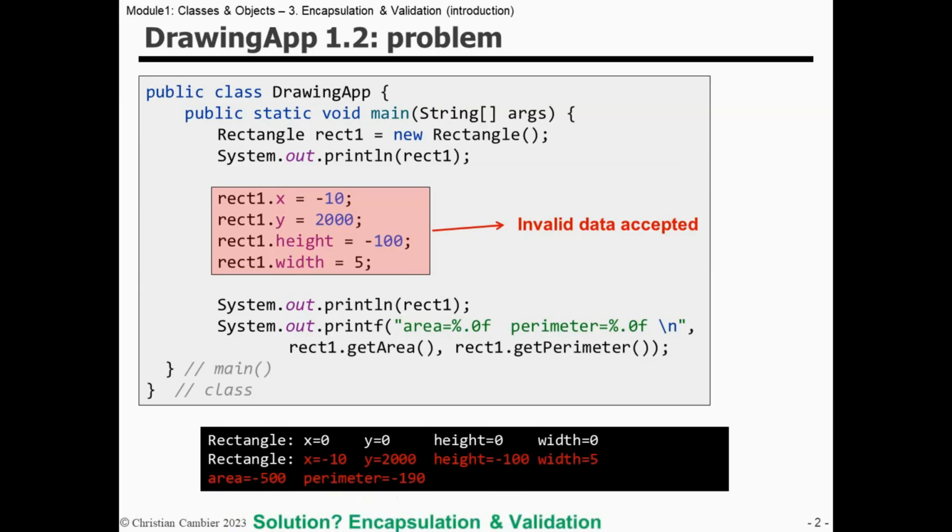Well, first of all, encapsulate the instance data members x, y, height and width in the rectangle class. And second, we need to validate whatever data is trying to be assigned to a property of rectangle. Only when a validation passes the tests can that data be accepted.